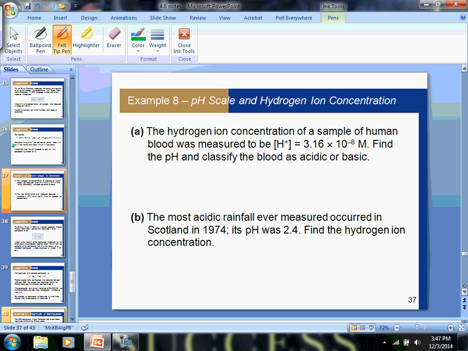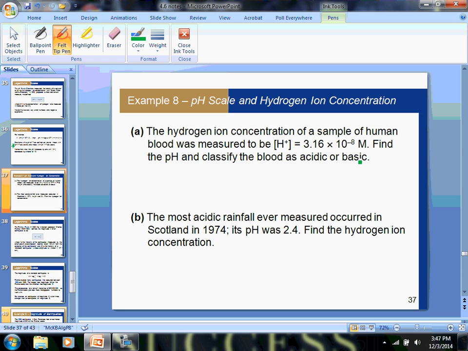So let's take a look at example 8 here. We've got part A and B. Part A says the hydrogen ion concentration of a sample of human blood was measured to be 3.6 times 10 to the negative 8th moles. So find the pH and then classify the blood as acidic or basic. So again, we need to remember that 7 is the cutoff there for that classification.